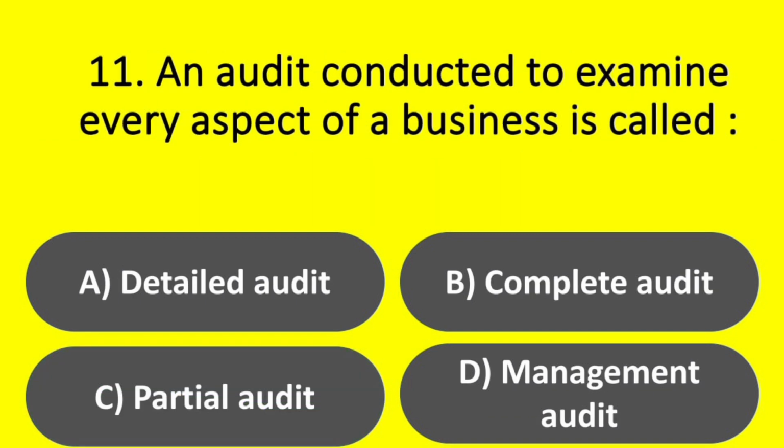An audit conducted to examine every aspect of a business is called: Option A, detailed audit. Option B, complete audit. Option C, partial audit. Option D, management audit. Answer: Option D, management audit.